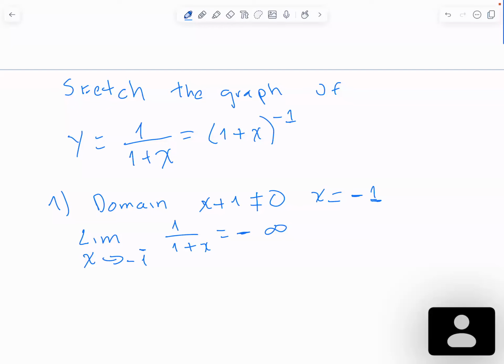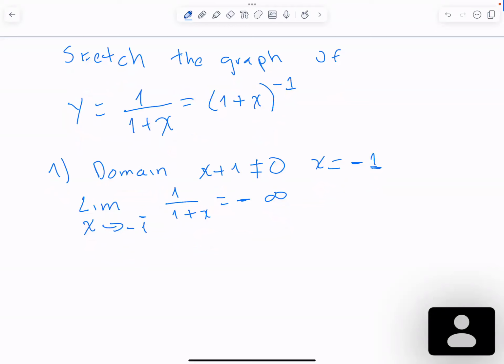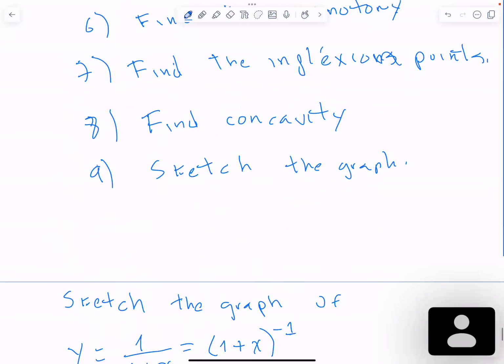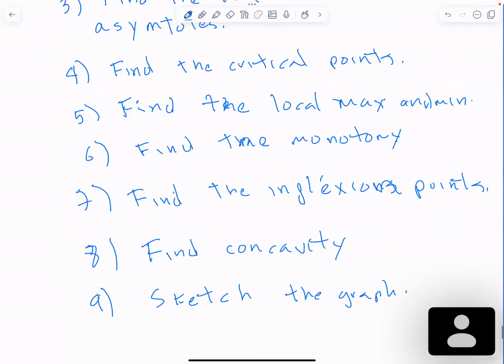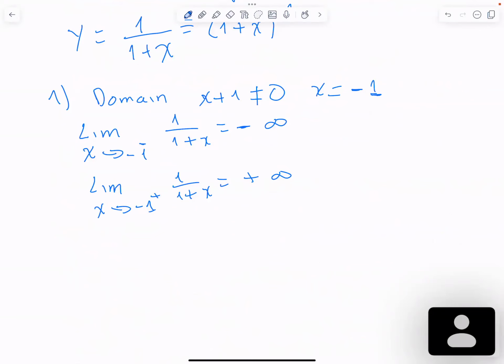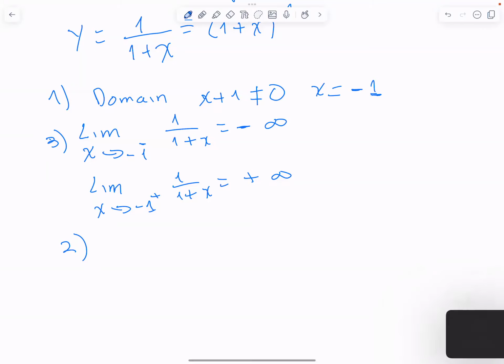because 1 is positive. And approaching negative 1 from the right side, the limit of 1 over 1 plus x is going to be positive infinity. Now I have the domain, and at the same time I found the vertical asymptote. I did steps 1 and 3 here. The order doesn't matter, but we're going to try to follow the order.